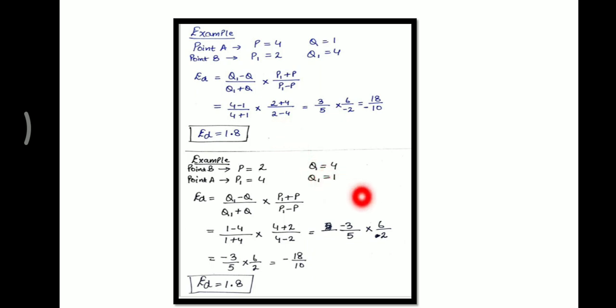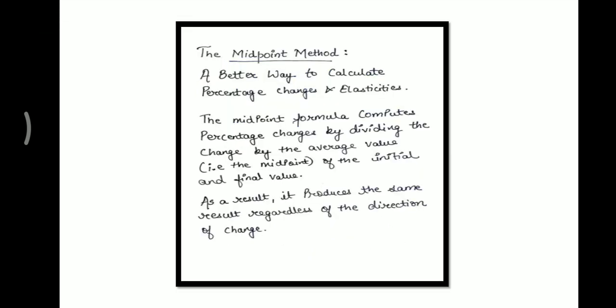Now in this next example we are moving from point B to A. Putting these values in the midpoint method, the elasticity comes out to be 1.8. So whether I move A to B or B to A, the elasticity is 1.8, which is the same. So the midpoint method is a better way to calculate the percentage changes and elasticities.